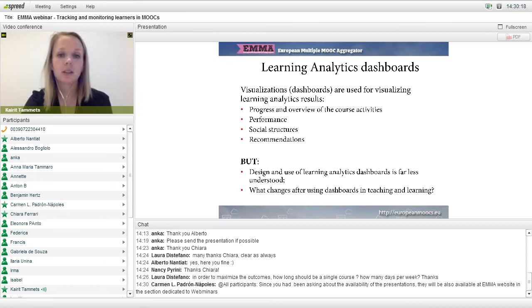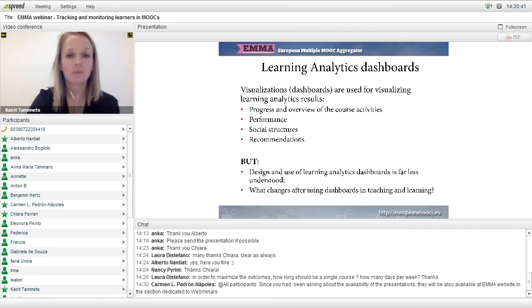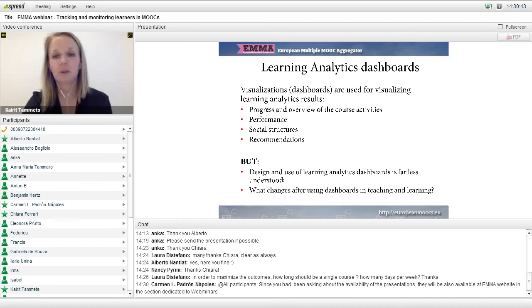Learning analytics dashboards are usually used for visualizing learning analytics results, including progress of the learners and overview of course activities, performance of the individual learners, social structure, study modes in the course context, and also recommendation systems are part of the dashboards. At the same time, I would like to stress that we have a lack of empirical evidence of the use of learning analytics dashboards and what practices are influenced by using those visualizations in teaching and learning.